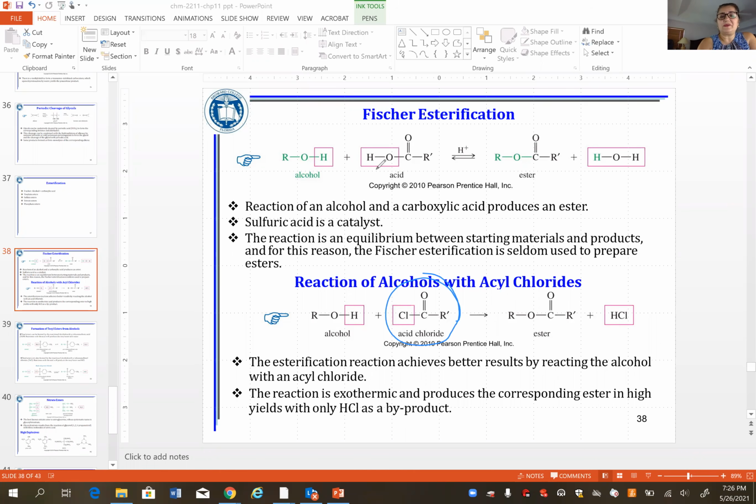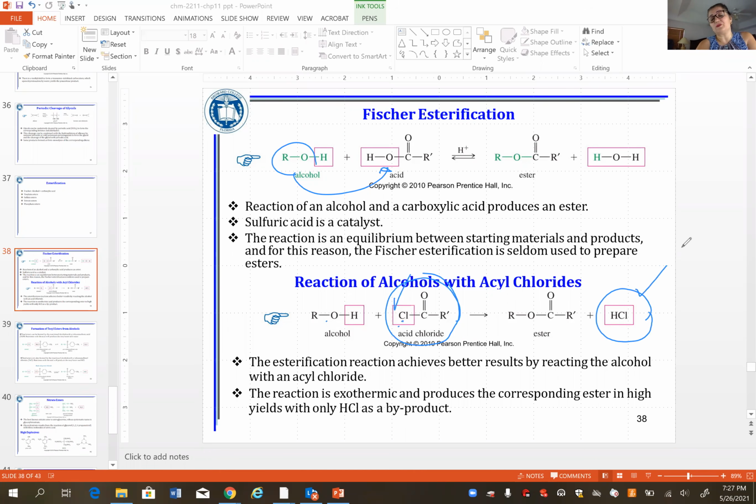Since OH was the leaving group and is not a good leaving group, and the RO is going to come and replace this anyway, we don't need this. If we use a Cl, acid chloride, in replacement of the acid, now we have a better leaving group. This reaction is going to be faster. What's the other benefit? We have a better leaving group, faster reaction. The other benefit is that you have HCl as a byproduct.